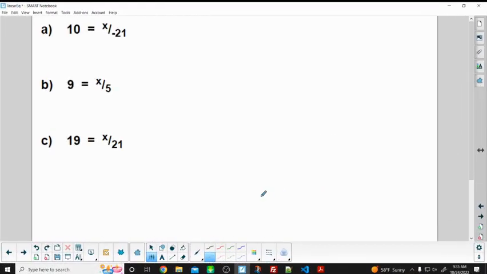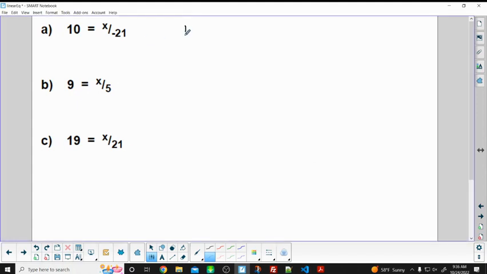In this video, we'll be solving one-step equations, and I'll be using the phrase properties of equality. That just means that what I do to one side of the equation, I need to do the exact same thing to the other side of the equation to keep that equation balanced. So let me show you what I mean by doing these problems.